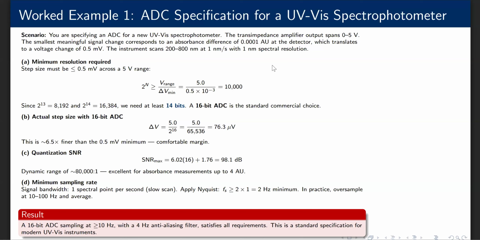Part D, minimum sampling rate. The signal changes at 1 hertz. Nyquist requires 2 hertz minimum. In practice, we'd oversample at 10 to 100 hertz and average, which also improves the SNR.